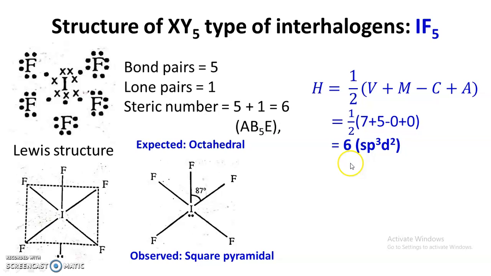This is the steric number also, but hybrid orbitals are 6, while the number of bond pairs must be 5 because 5 fluorine atoms are attached to iodine. So bond pairs are 5 and 6 minus 5 is equal to 1. So lone pair must be 1. So bond pairs are 5, lone pair is equal to 1. So without drawing the Lewis structure, we can find out bond pairs and lone pairs. We can even know about the hybridization of the central atom.